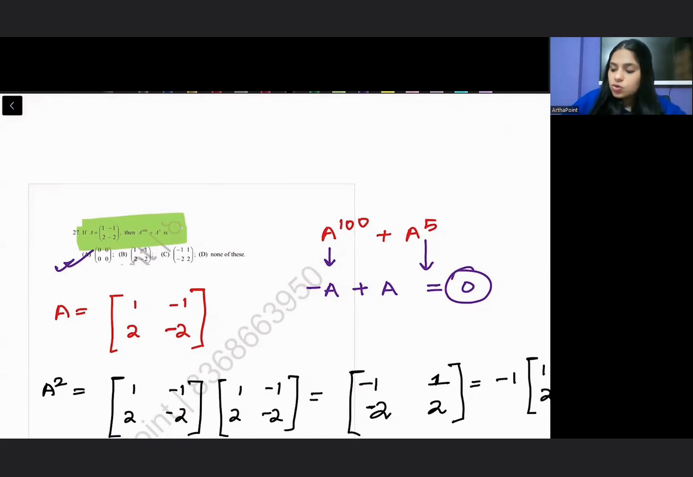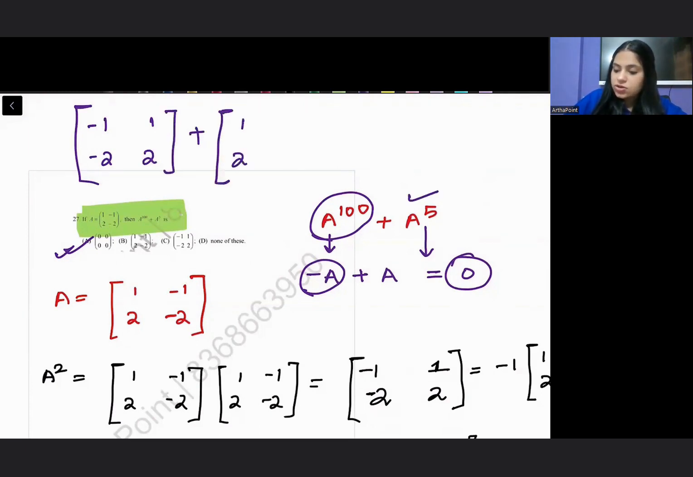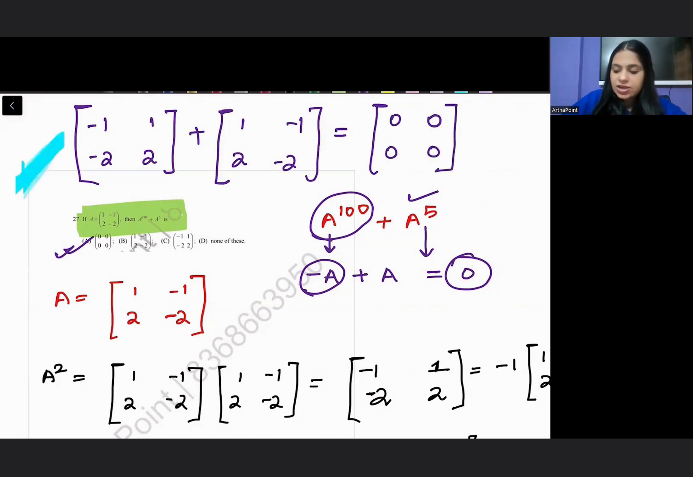Right? So this is giving me the answer as minus A, which means that this matrix that would be created will be minus 1, minus 2, 1 and 2. And this matrix that will be created will be 1, 2, minus 1, minus 2. So if I club this together, I will get 0, 0, 0, 0. So the matrix that I will be getting is actually going to be a 0, 0, 0, 0 matrix. Am I clear with it? That is the answer to this question.